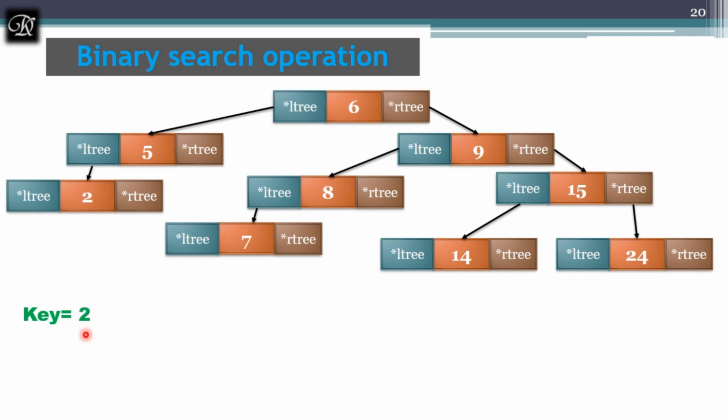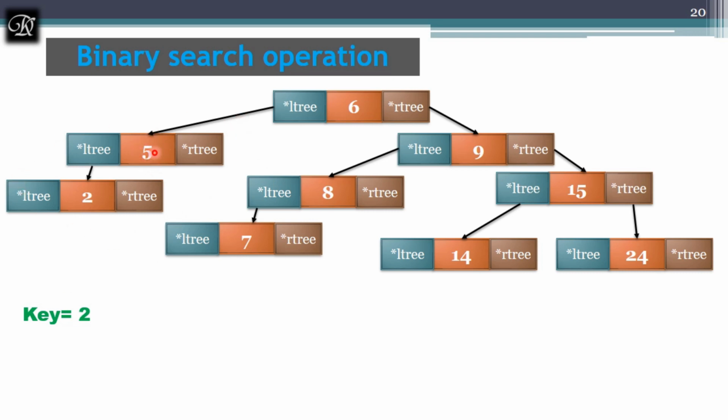Let's take 2 and compare it with the root, because that is the first one we have a connection to, being pointed to by the root node. Now compare 2 with 6, whether 2 and 6 are the same. If they are the same, I found the value, but 2 and 6 are not the same. If 2 is lesser than 6, move to this part of the tree. If 2 is greater than 6, move to the right part. Now 2 is smaller than 6, so I have to move to the left part of the tree. Now this is my subtree.